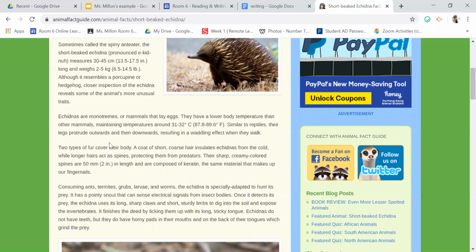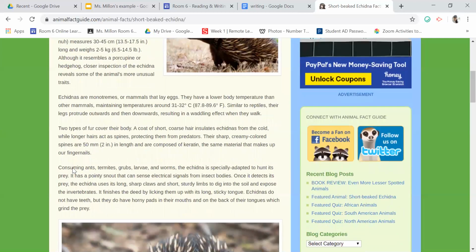Now, these are interesting facts, but I haven't read how they help them to survive in the wild. So I'm going to continue reading, because there's nothing there that really tells me more about their adaptations. It's kind of telling me about some unique features that they have. Okay. Two types of fur cover their body. A coat of short, coarse hair insulates echidnas from the cold, while longer hairs act as spines, protecting them from predators. Their sharp, creamy-colored spines are 50 millimeters in length and are composed of keratin, the same material that makes up our fingernails.